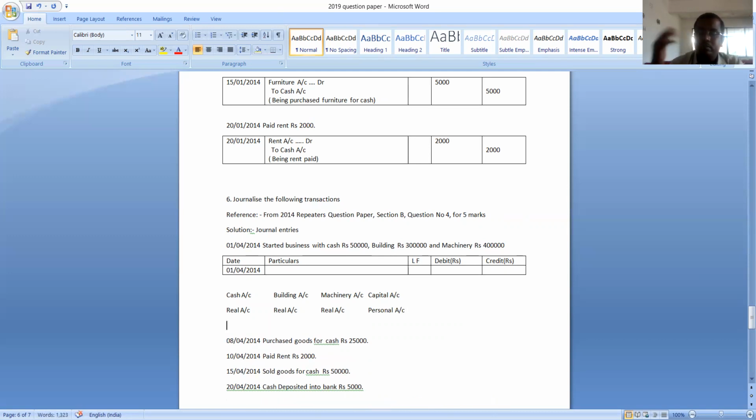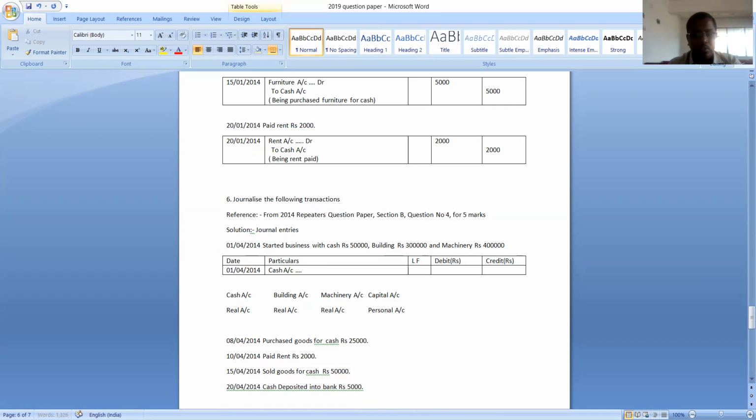So this is what we need to analyze in the transaction. Now we should decide which accounts should be debited and which accounts should be credited. Here one is cash, another one is building, and third one is machinery. These all belong to the same category, that is real account. What is the rule of real account? Debit what comes in, credit what goes out. So when you started business with cash, building, and machinery, these all three assets come into the business. So these all three asset accounts should be debited.